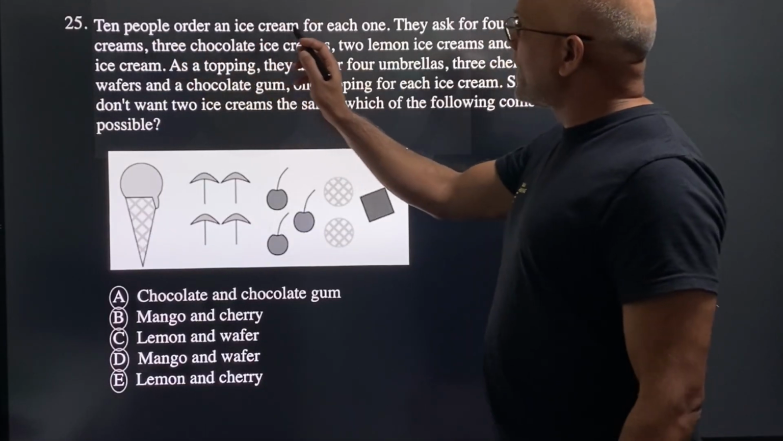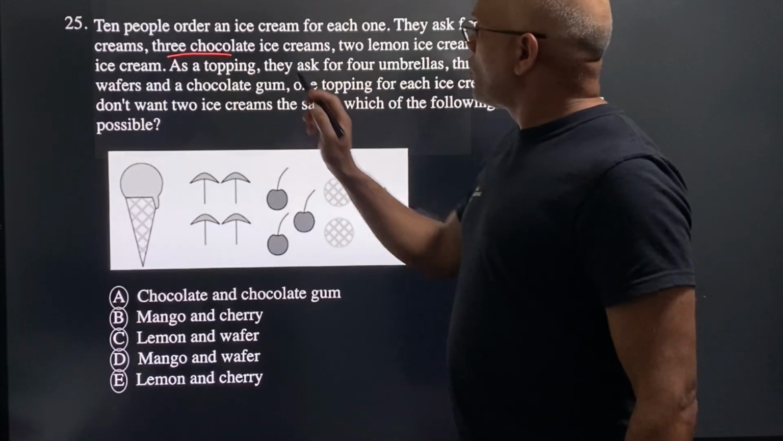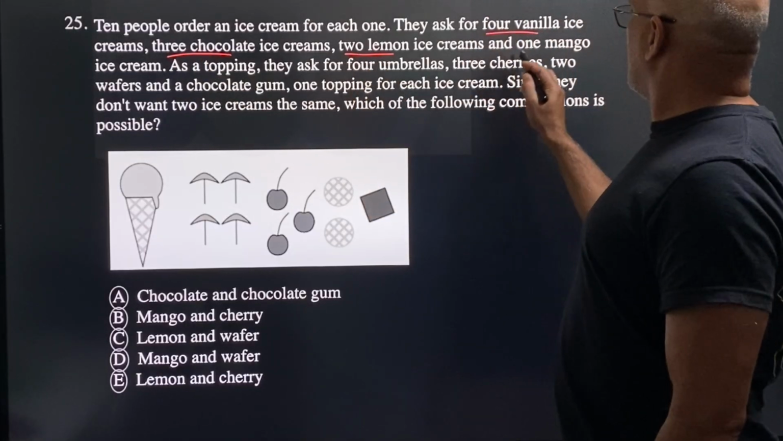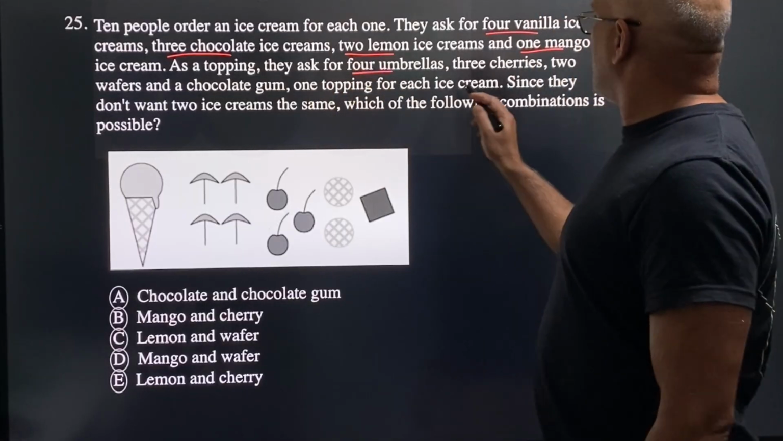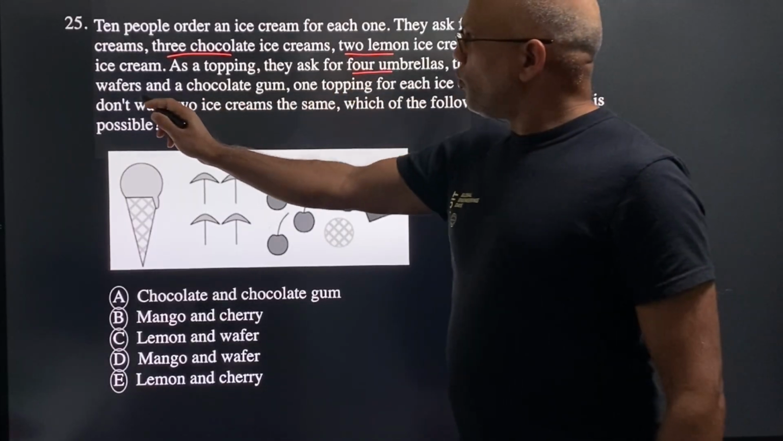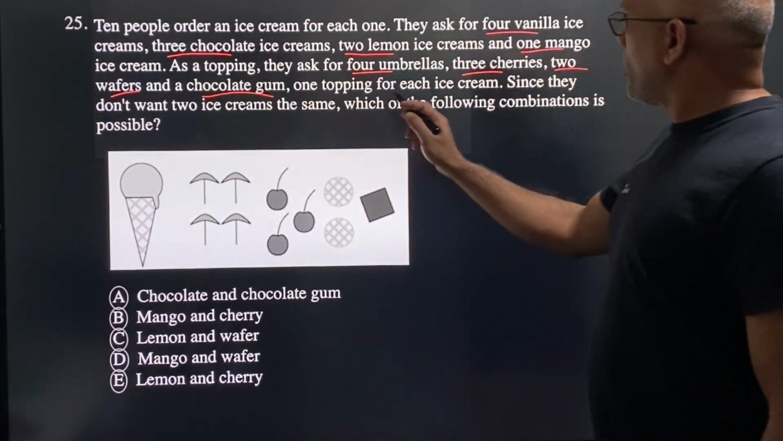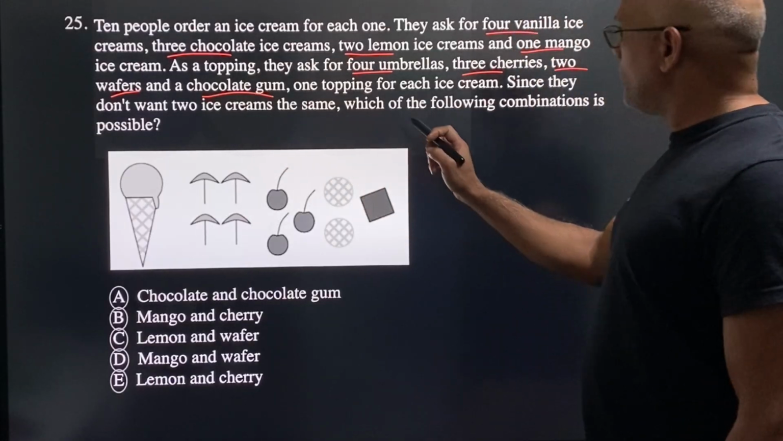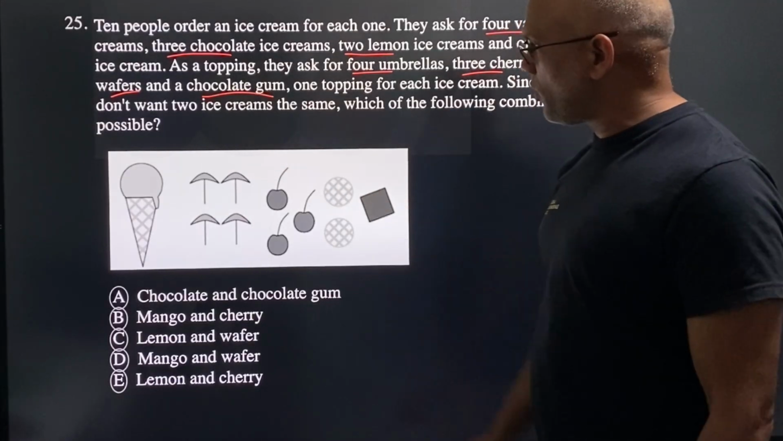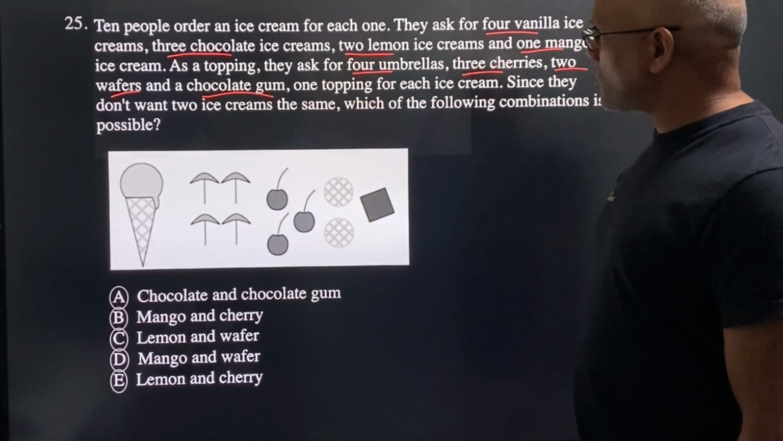10 people order an ice cream for each one. They ask for 4 vanilla ice cream, 3 chocolate, 2 lemon, and 1 mango. As a topping, they ask for 4 umbrellas, 3 cherries, 2 wafers, and a chocolate gum, 1 topping for each ice cream. Since they don't want the ice creams the same, which of the following combinations is possible? Alright, so these are, I believe, the toppings that are shown.